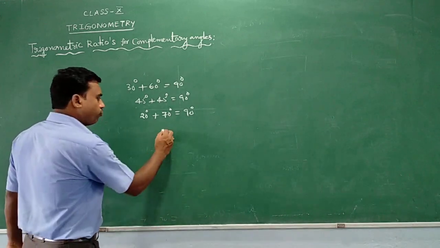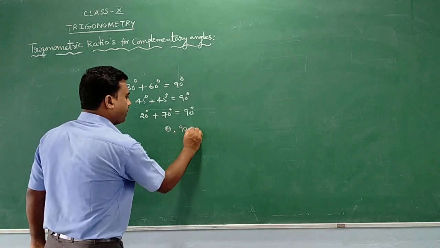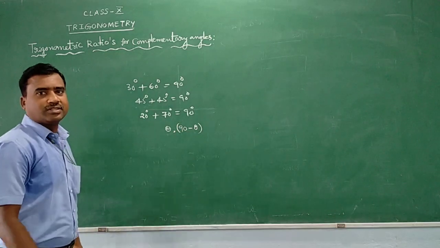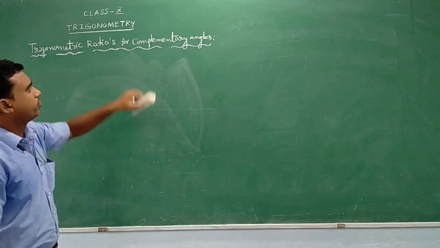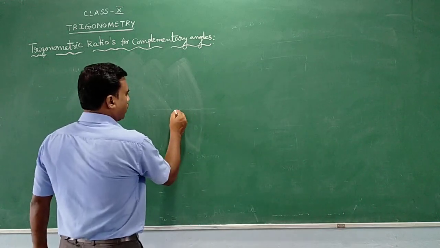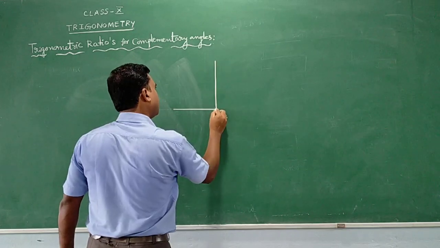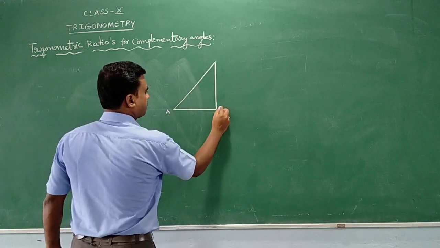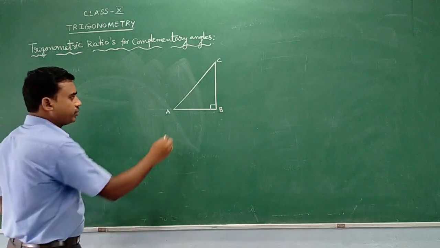So, in general, if one angle is theta, then its complementary angle is 90 minus theta, because their sum should be 90 degrees. Now let us look at trigonometric ratios for complementary angles. So, now we take a right angle triangle ABC, right angle at B.